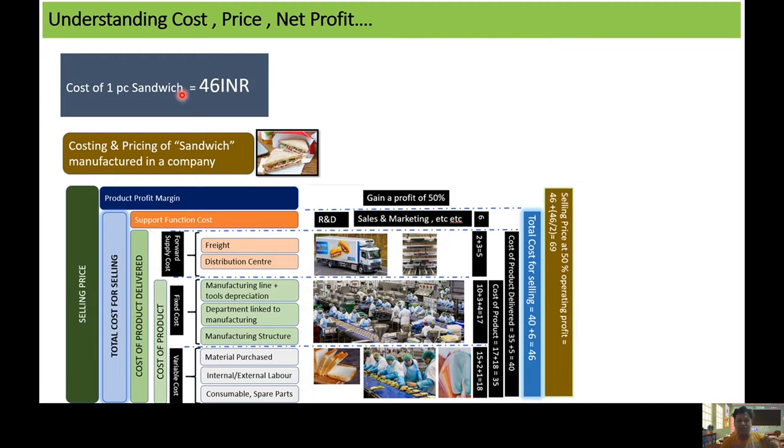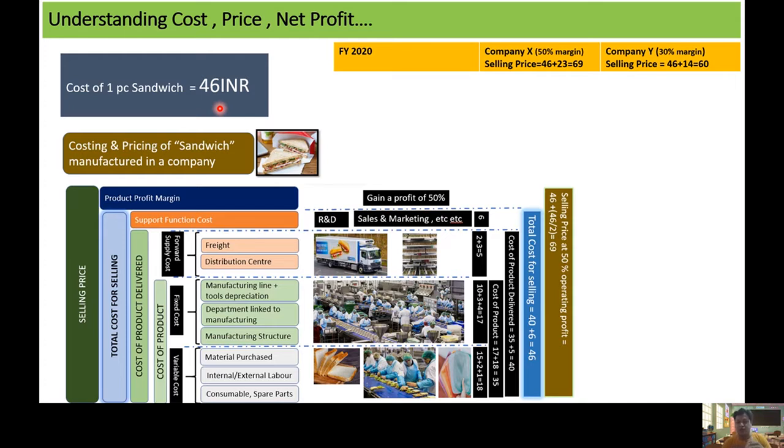Let us not forget the cost of one piece of sandwich that we built together today. So it is 46 Indian rupees. We'll do a small comparative analysis. Let us consider that there are two companies, company X and company Y, and both companies have the same infrastructure and the same resources that we discussed in the earlier part of the video, and therefore the cost of the sandwich built by company X and company Y is the same, that is 46 INR.